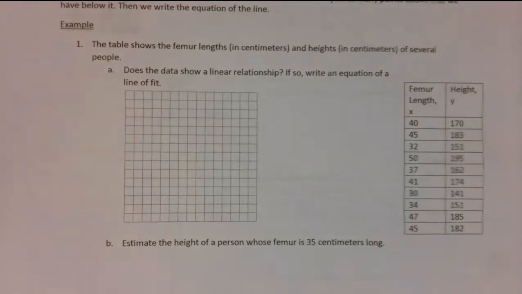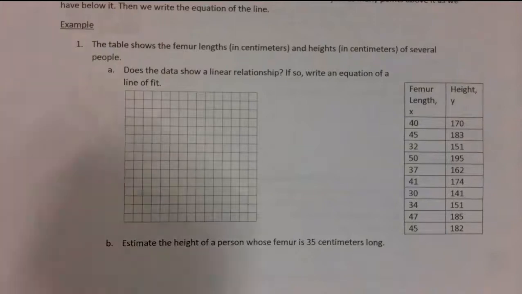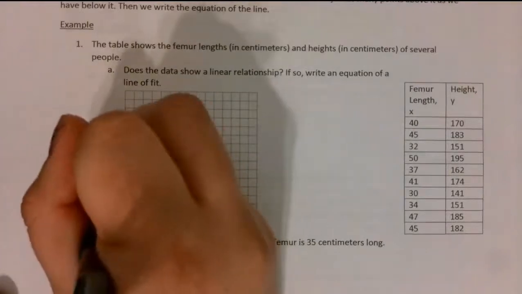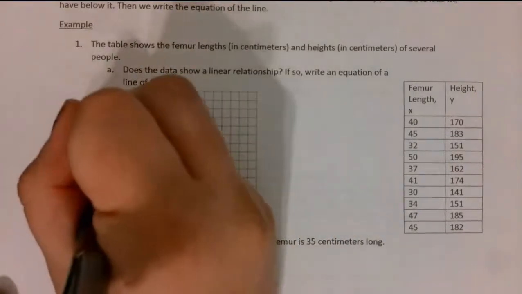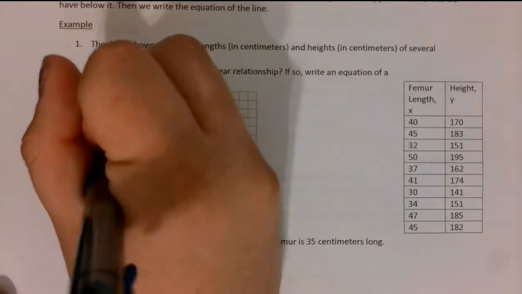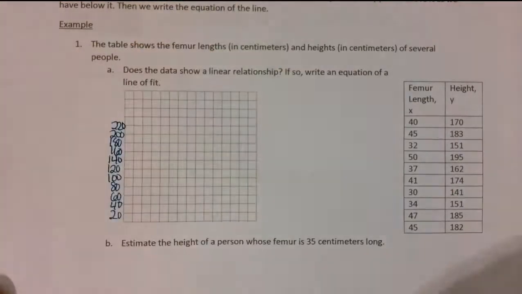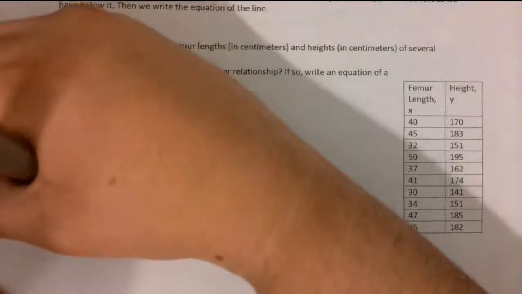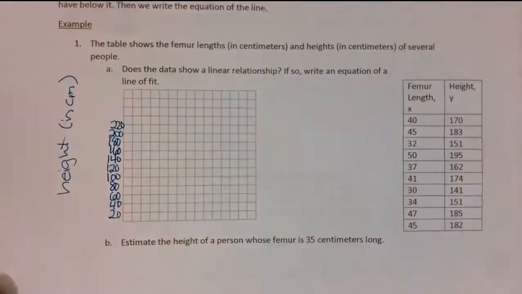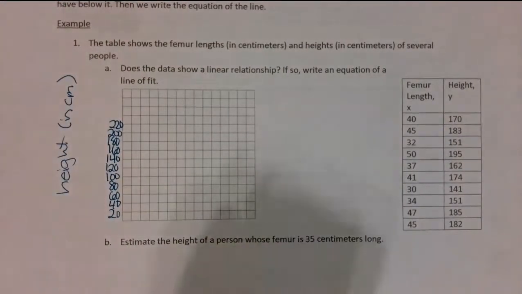So I'm going to use that. I'm going to consider that when I go label my axes. For femur length, the highest value I go up to is 50. For height, the highest I go up to is 195. So for height, I'm going to start off with that, and I'm going to count by 20. And I'm going to label this. For my femur length, I'm going to count by 5s.